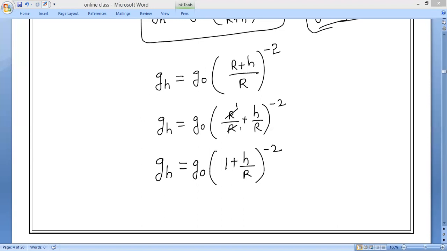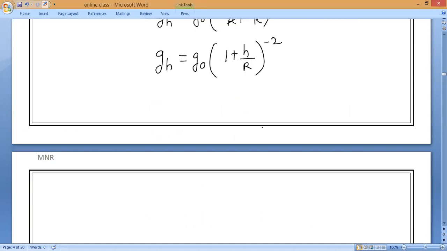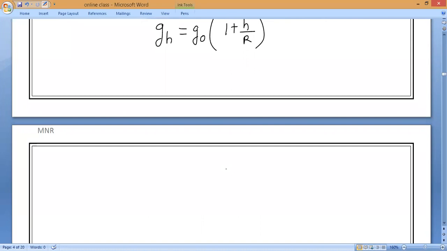I hope everybody understands. So this is the relationship between g and g naught when we are calculating. The same formula I can modify like this also. As we know, the power will go down, so what will it become? It will become division.